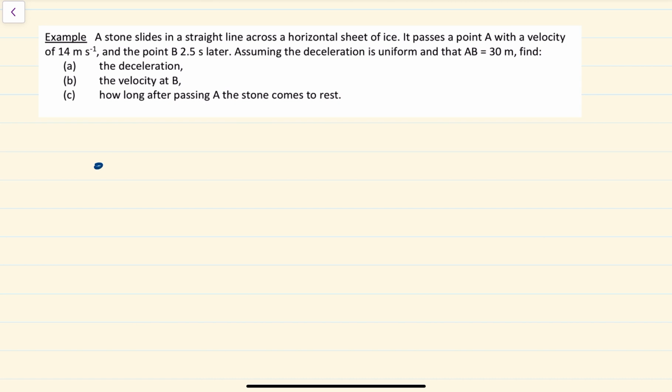Okay, right. I'm just going to do a diagram here to keep me right. I've got A and B, and it passes A with a velocity of 14 meters per second.